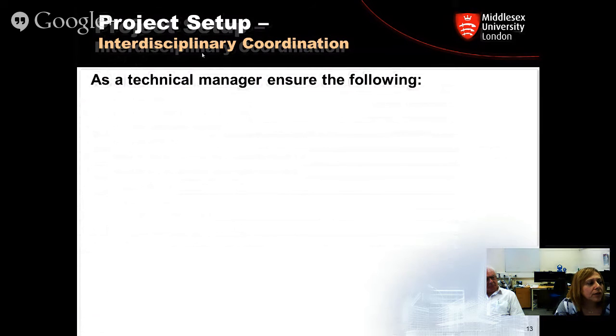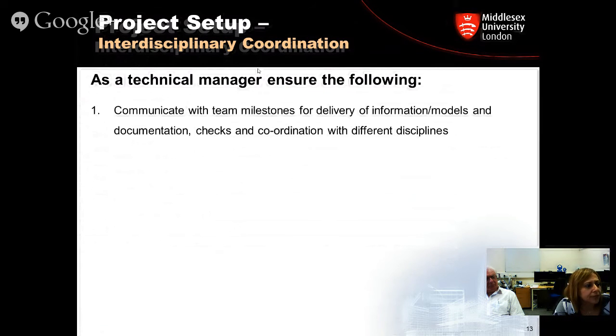So if we're talking about the first point, which is interdisciplinary coordination, it's very important right from the start to communicate with your team internally what the milestones are for the delivery of the information. They should know exactly what should be delivered and when, what kind of documentation is required upon delivery, what kind of checks are supposed to be done, what kind of coordination, with whom, okay? So this should be talked about right from the start in an internal team meeting.